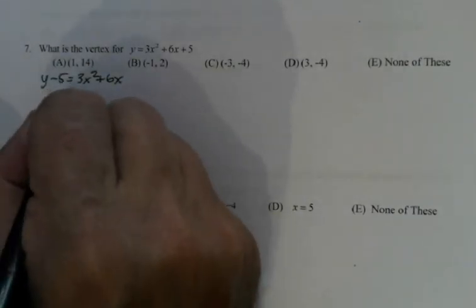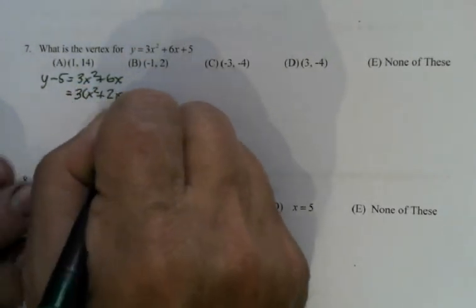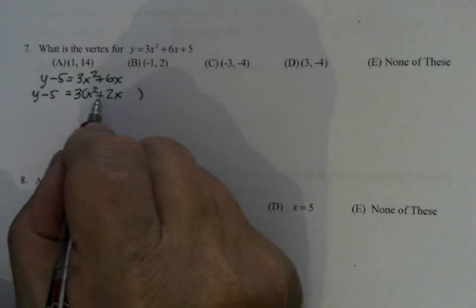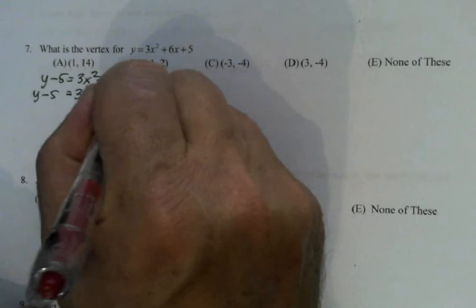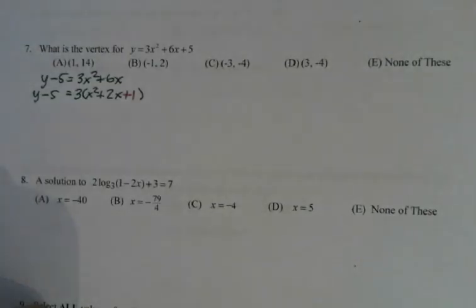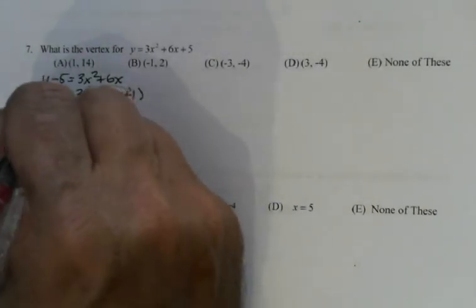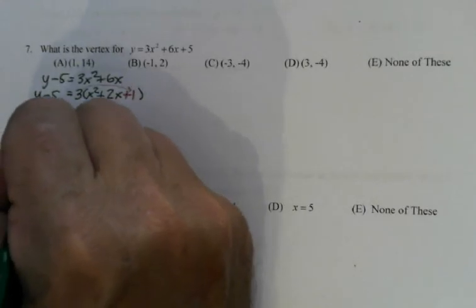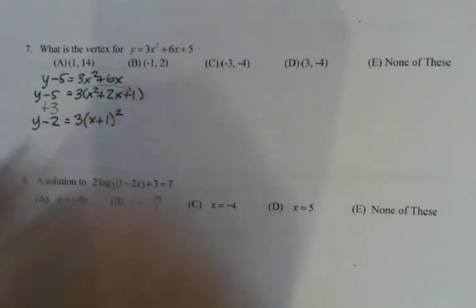Then I need to factor out a 3. I'm going to leave a little space. Now, I take half of this and square it. I'm going to add that in here. So I'm going to add plus 1. Now when I added plus 1, I actually added 1 times 3. So I'm going to add 3 on the other side. So this gives me y minus 2 is equal to 3x plus 1 squared.